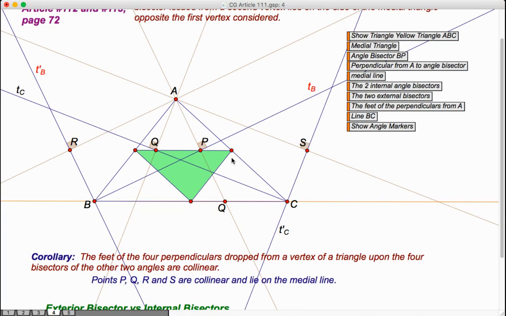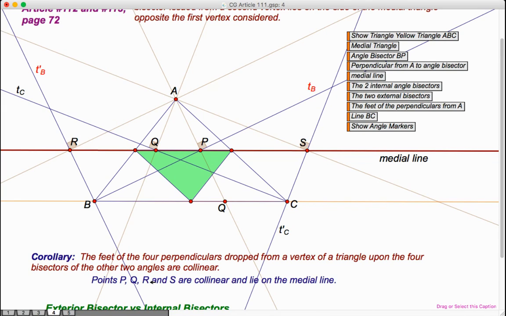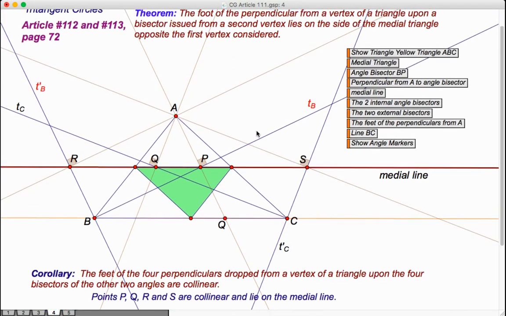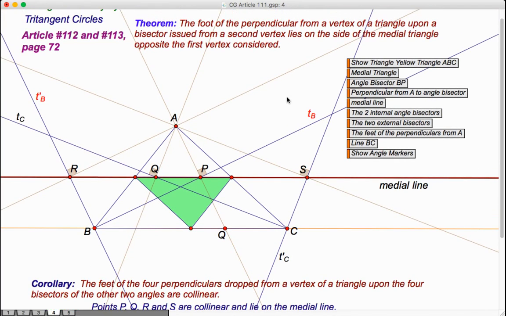Let us extend this line, which is part of the medial line, and that's the medial line. You notice, people, that points P, Q, R, and S are all collinear, and they all lie on the medial line, which is nothing but an immediate consequence of the theorem itself. That is so beautiful.